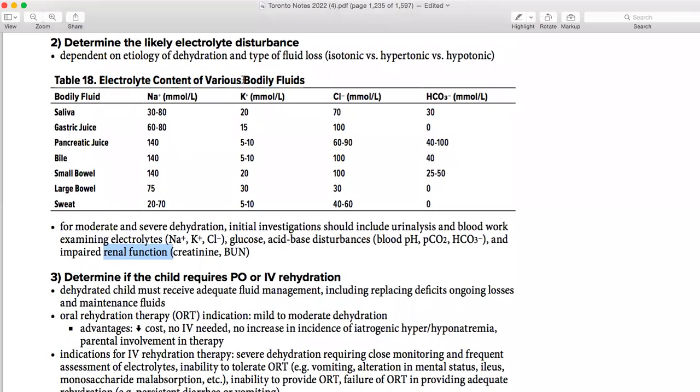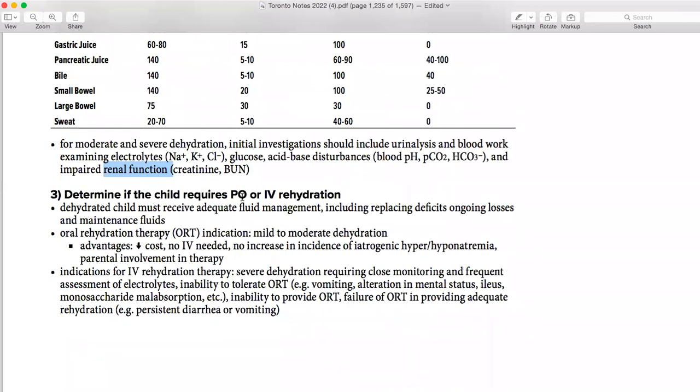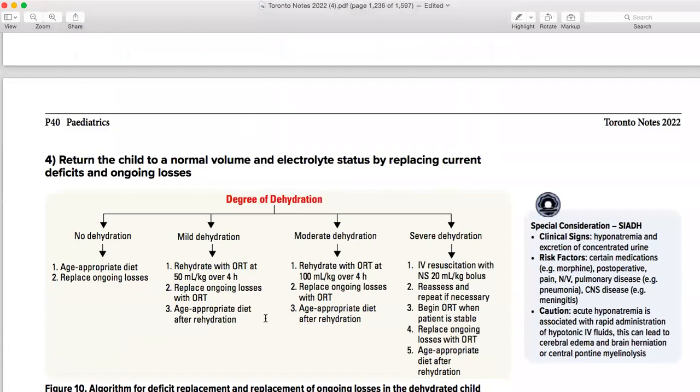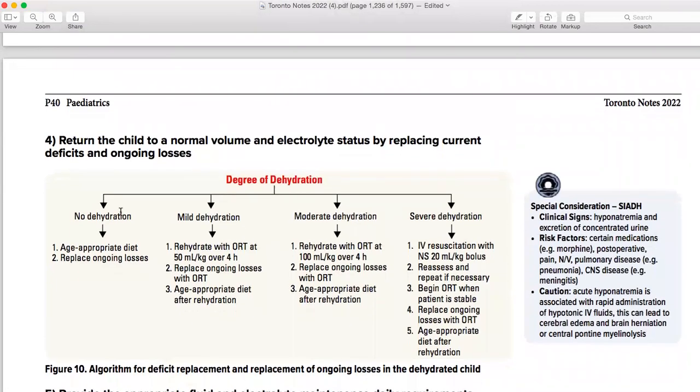So the second step would be electrolyte disturbance. Determine if the child needs per oral or IV rehydration. A very nice table is written here. For degree of dehydration, if you find that there is no dehydration, you need to tell the patient to take the diet, and if any vomiting or anything happens, just take fluid. How do you counsel somebody who came to you saying, oh, I just vomited? You say, oh, take extra fluid, right? That's how you say replace ongoing fluid.